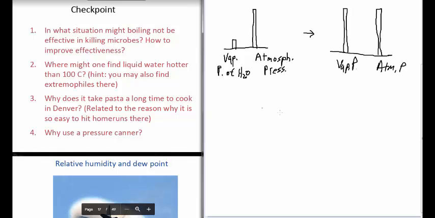So here we've increased the vapor pressure by raising the temperature, and we've raised it until the vapor pressure matches the external atmospheric pressure, and in this situation our liquid is boiling.